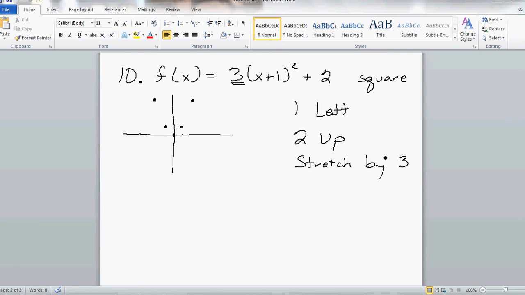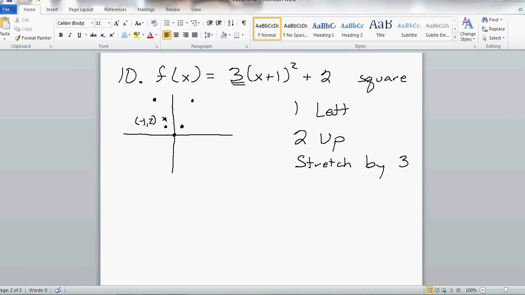Basically, what you want to do is you want to do your stretches first and then your shifts. Okay, so we'll stretch by 3. So this one will stretch this by 3. It still stays right there. Then we go 1 left and 2 up. So we end up right there. And this would be the point negative 1, 2. And this becomes our vertex.